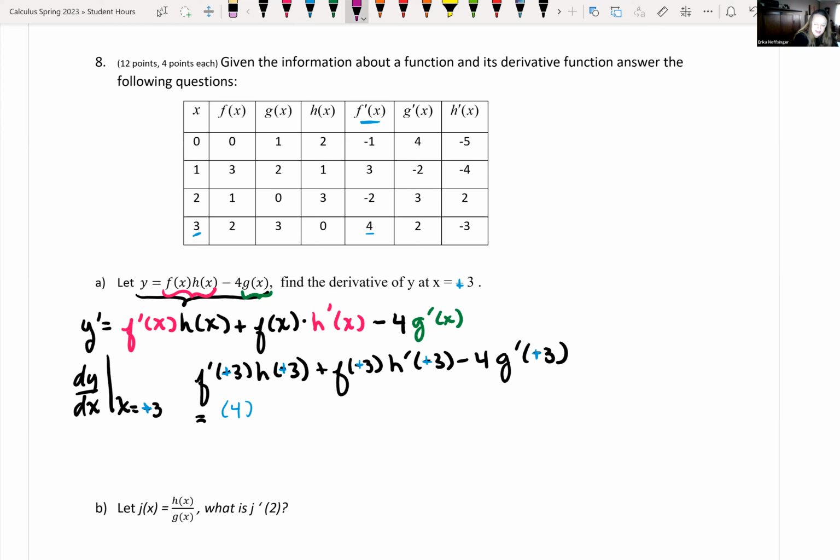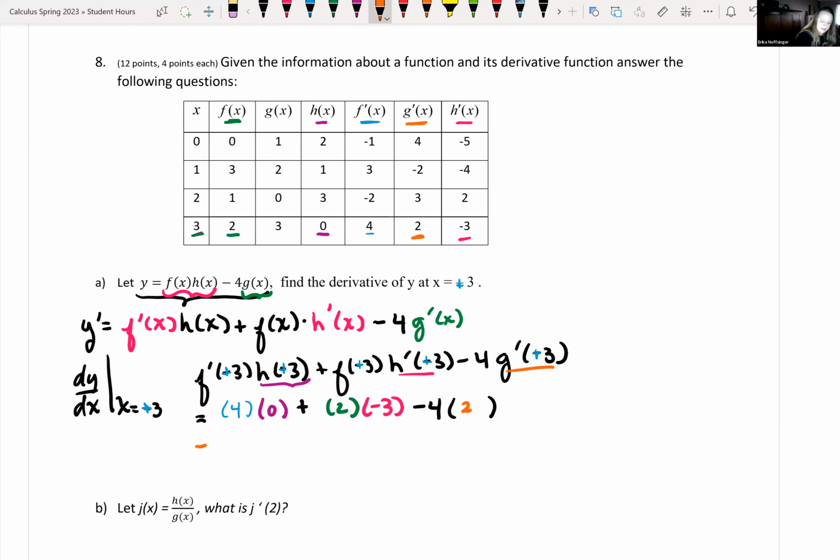If we look at h of +3, find your function h of x when x is 3, our y value is 0, so 4 times 0, plus f of +3. So our f of x function is here. At +3, we get 2. H prime of +3. So looking at h prime of x at +3 is -3. Minus 4, all times the derivative at +3. So the derivative at +3 for the g of x function, which is over here, is 2.